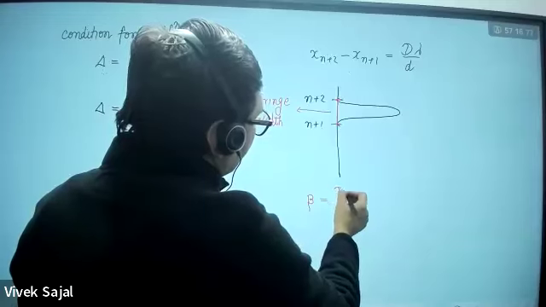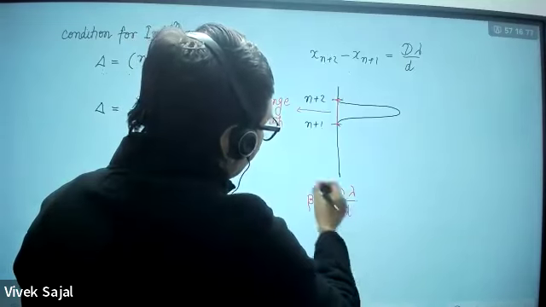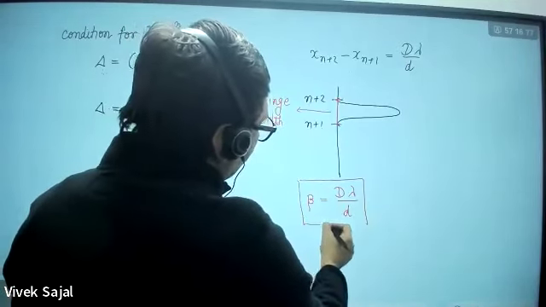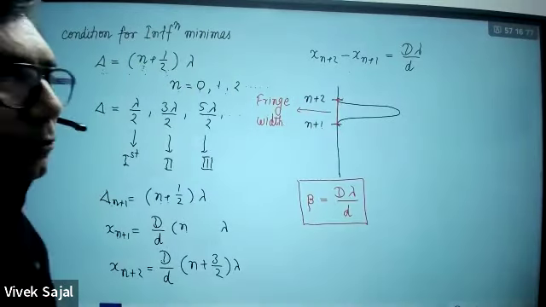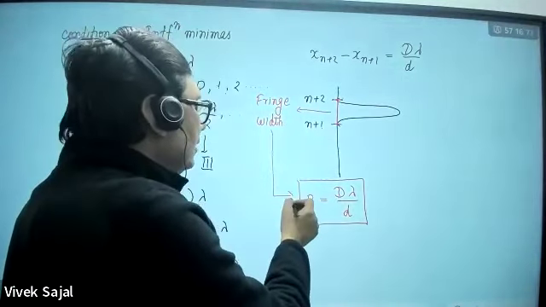So what will be beta? That will be D lambda upon small d. So this is called the fringe width beta. That's why you are saying it as fringe width.